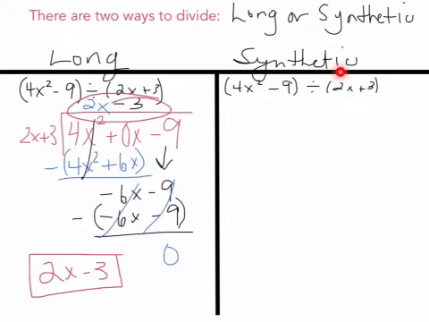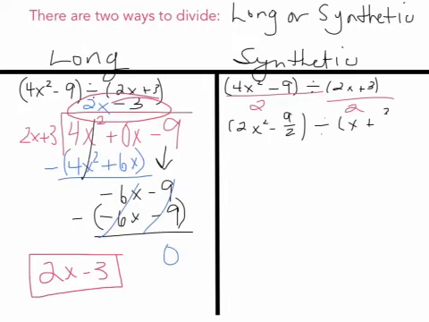So with synthetic division, this right here needs to have just an x value. It's got a 2x, and so we need to make it just an x. So what we're going to do is divide it by 2. And we're going to divide this by 2 also. Since we divide this by 2, we need to divide this by 2. So that actually gives us a different polynomial. And we're going to be dividing 2x squared minus 9 over 2. Yes, you have to have fractions. Divided by x plus 3 over 2.